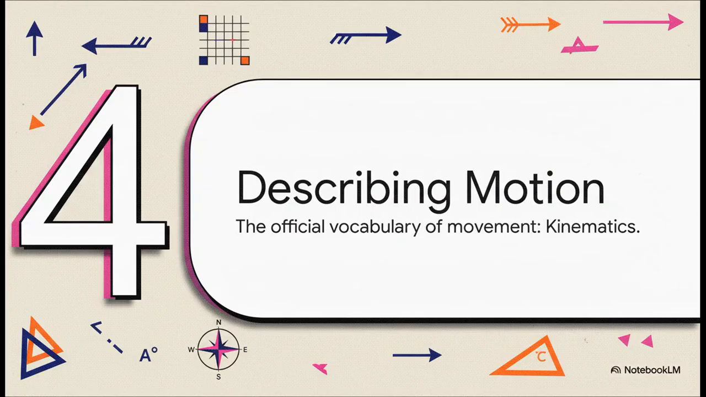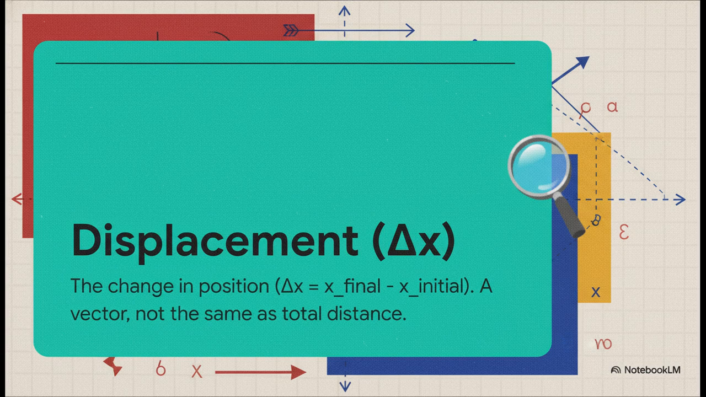Okay, so now we can take all these tools we've gathered and apply them to our first major area of physics, kinematics. This is basically the branch of mechanics that's all about describing motion. It's the official vocabulary of movement. Here's a really crucial point you have to get right. Displacement is not the same thing as distance.